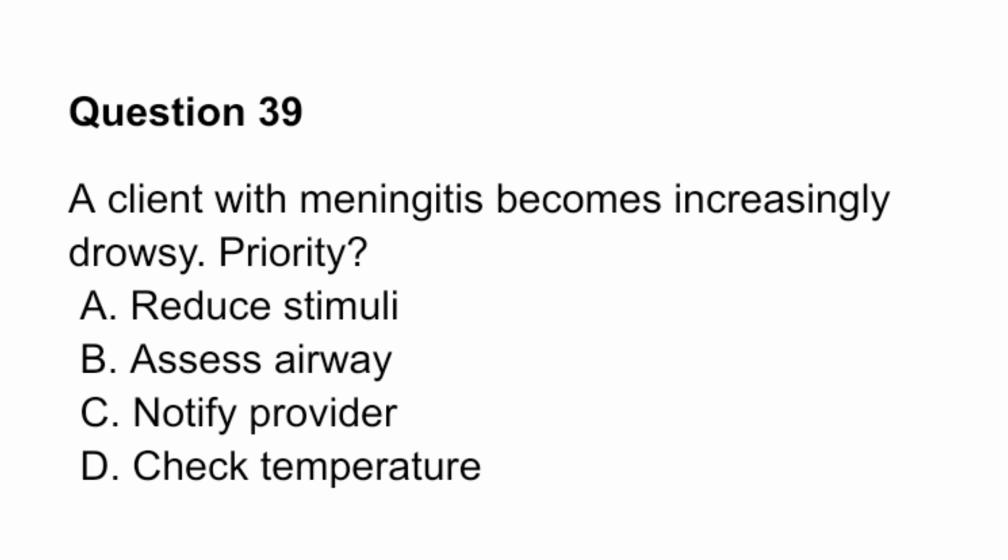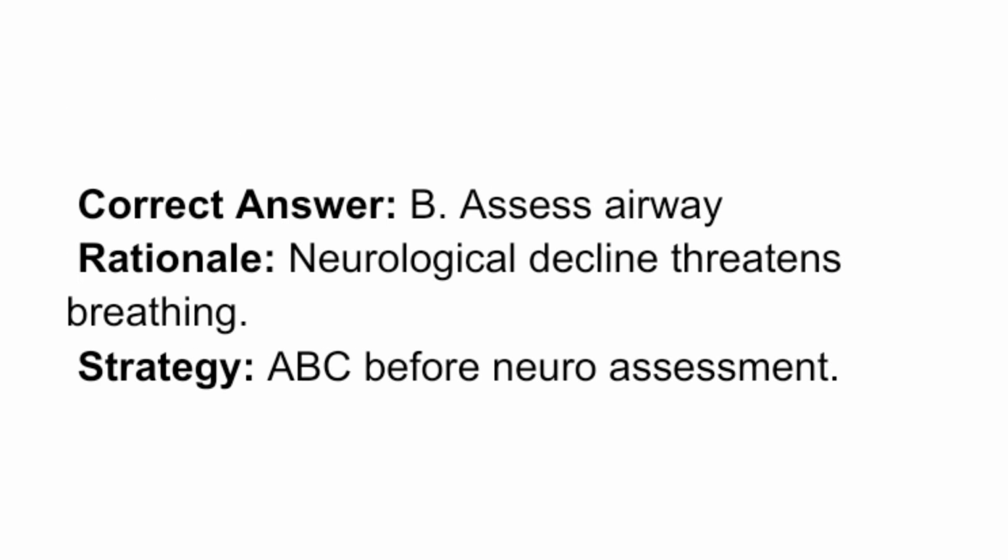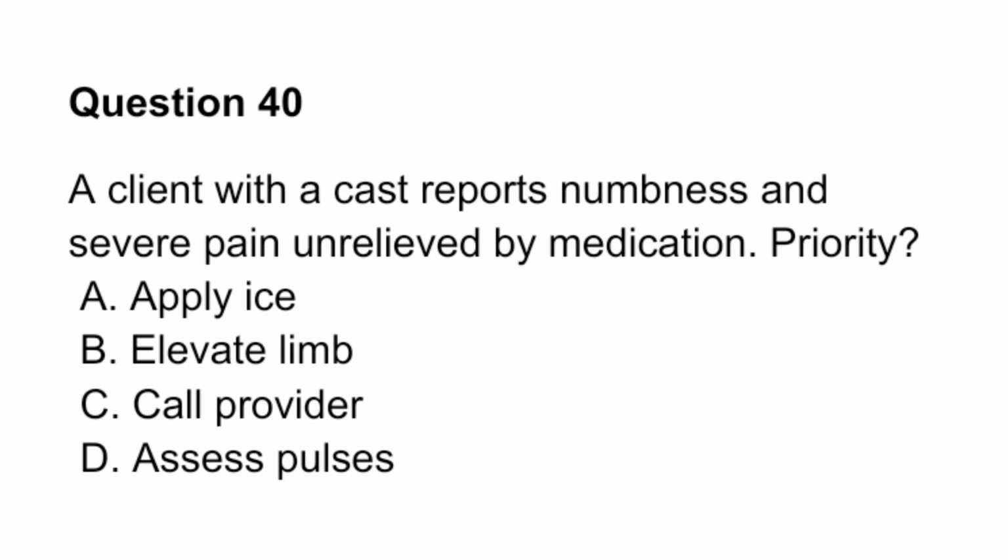Question 39. A client with meningitis becomes increasingly drowsy. Priority? A. Reduce stimuli. B. Assess airway. C. Notify provider. D. Check temperature. Correct answer, B. Assess airway. Rationale, neurological decline threatens breathing. Strategy, ABC before neuroassessment.